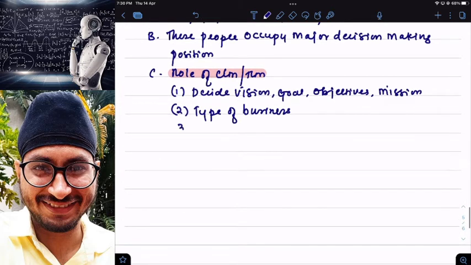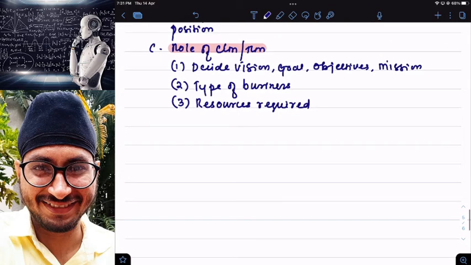Then they will also decide resources required, like how much money is required for starting a business, where to invest what money, in which department, how many employees should be there, how many branches, how many departments, in which area. What is our target audience: are we targeting rich customers, poor customers, middle class customers? Top level management will also decide all these things.